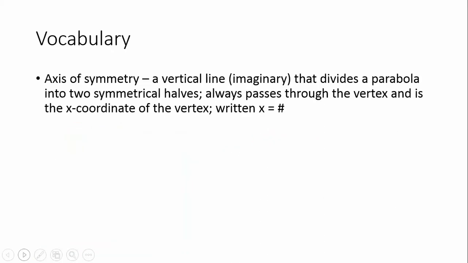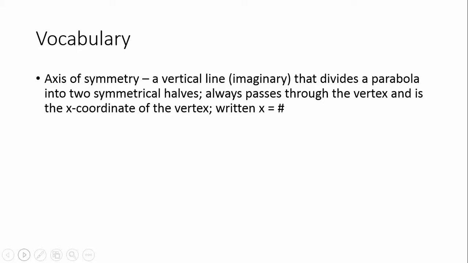So we've talked about the zeros of a function. Now let's talk about the axis of symmetry. The axis of symmetry is a vertical line that divides a parabola into two symmetrical halves. It always passes through the vertex and is the x-coordinate of the vertex. And we write it as an equation of a line, x equals some number. Remember that all x equals equations of lines are vertical lines.